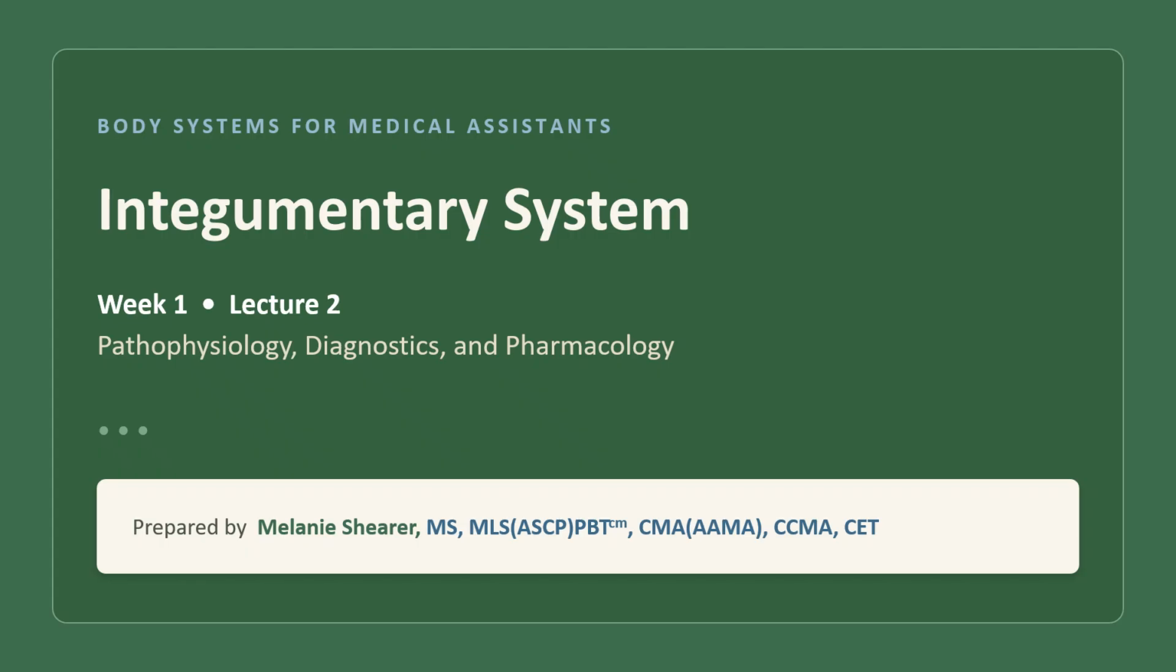We'll cover three things. First, pathophysiology, common skin conditions you will see constantly in practice: dermatitis, acne, pressure injuries, and cellulitis, plus the three main skin cancers: basal cell carcinoma, squamous cell carcinoma, and melanoma. Second, diagnostics, how we assess and document skin problems, measure wounds, collect specimens for culture, and support biopsy. And third, pharmacology, the main classes of medications used to treat skin conditions, along with the common trade and generic names you'll recognize on a medication list.